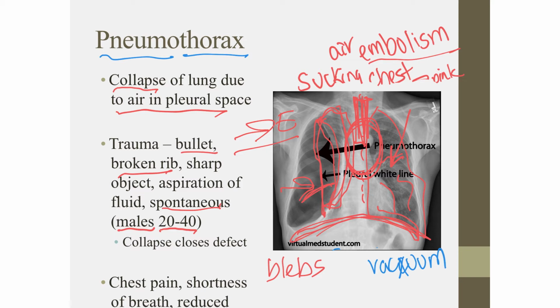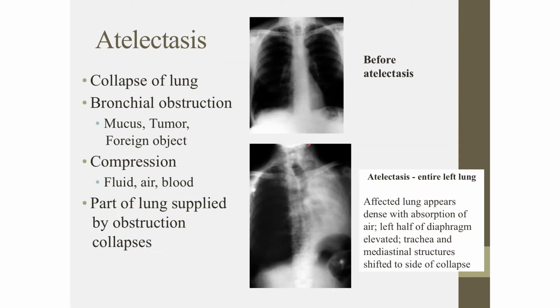And that collapse is something that happens in an adaptive way to close the defect and prevent this sucking chest wound, air embolism, hyperoxygenation of the blood. And when a pneumothorax occurs, there's chest pain in the patient, there's dyspnea or shortness of breath, and reduced lung sounds on the side of the collapse. But we see the trachea, the mediastinum, and the diaphragm in the midline where they belong.